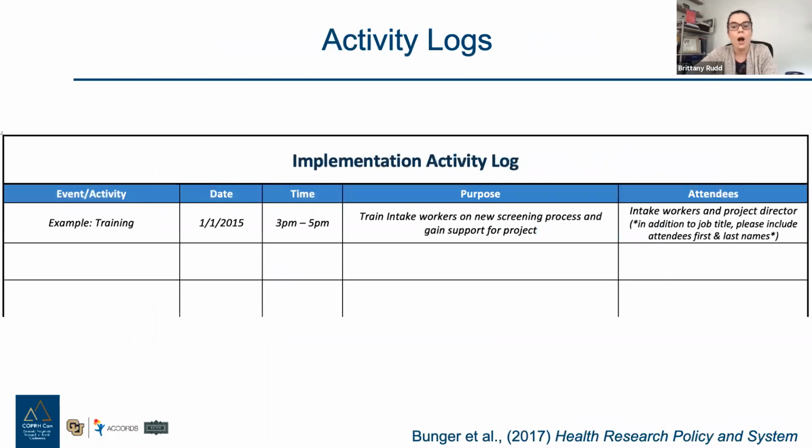Alicia Bunger and her colleagues used a different method to track implementation strategy use in their study that aimed to improve children's access to behavioral health services and child welfare agencies. Dr. Bunger had key project personnel complete activity logs about implementation activities on a monthly basis throughout their implementation phase. The activity logs required project personnel to list the events and activities they were engaging in, the intent and purpose of those activities, their duration, and who was involved.